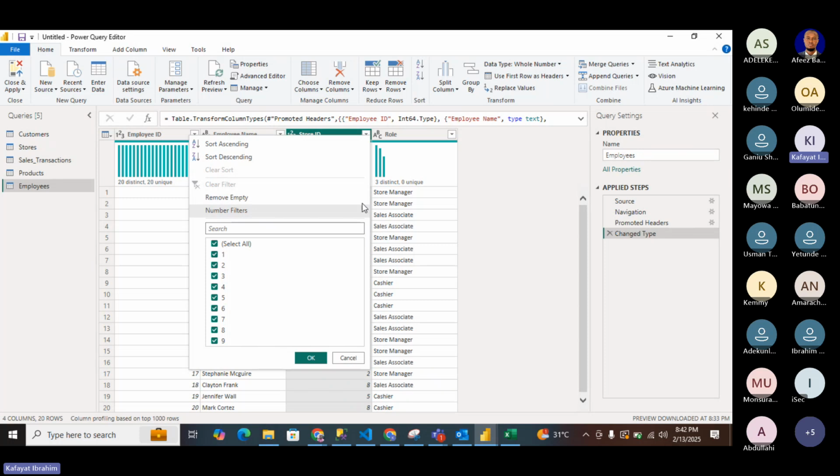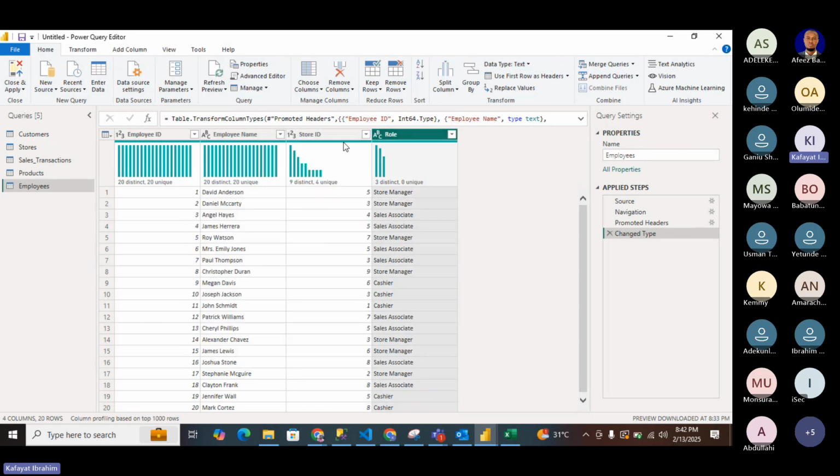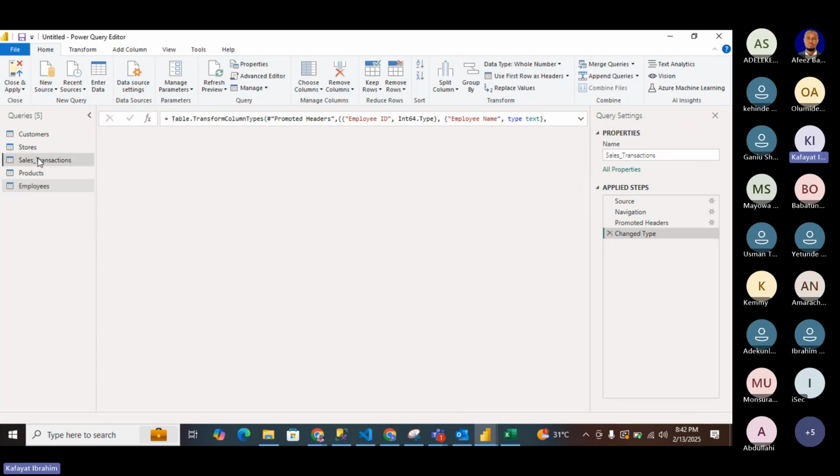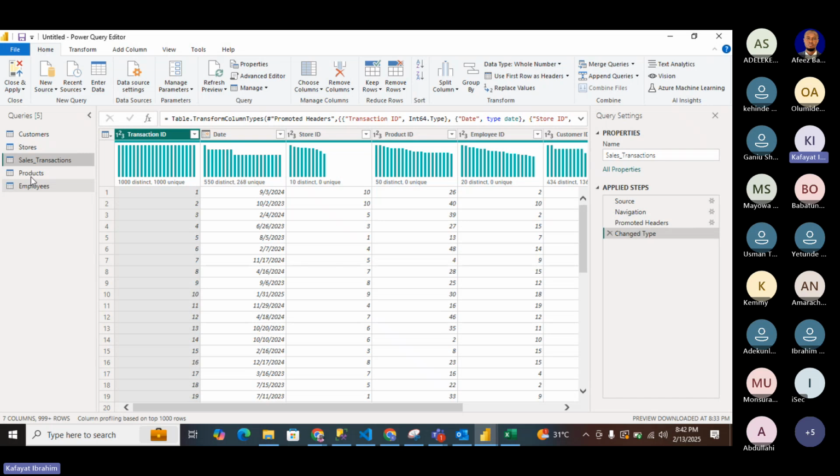If there is a missing value in this column, this our store ID column, or let me use the transaction table because essentially these are all dimension tables. So for employee, products, store, and customer, they are dimension tables. So it always comes as a full package. But for the transactional table, these are your fact tables.